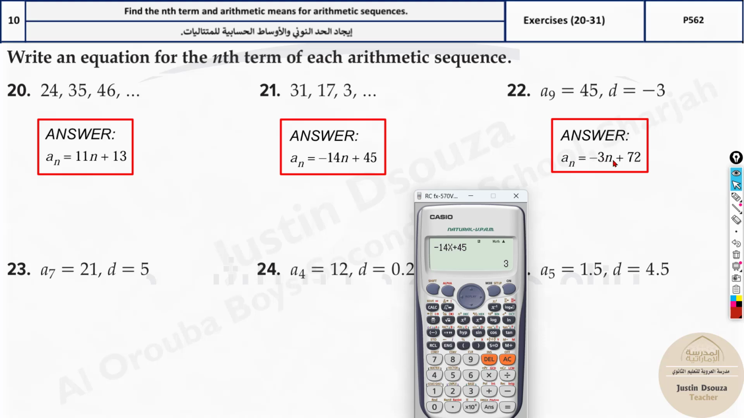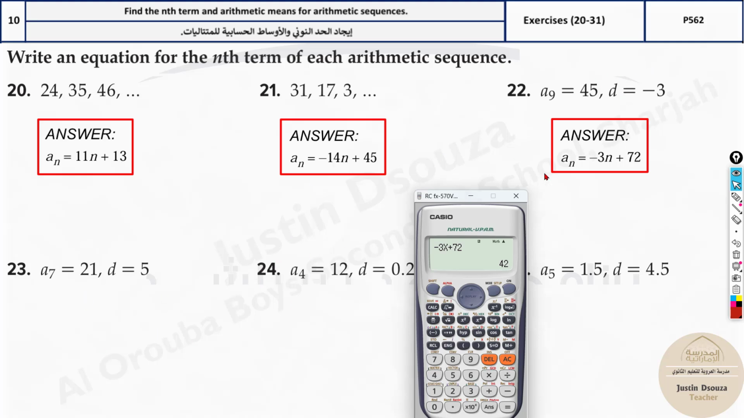You can try this by typing this equation as it is: negative 3x plus 72. Now, since there is no A1 term, you can directly jump to the ninth term. What is it? 45. Yes, correct. And since d is minus 3, after 9, let me go to 10. It must be 3 less, right? 45 minus 3. So calculate it at 10. Yes, it'll be 42. And then you can check for other values. It will obey these two.